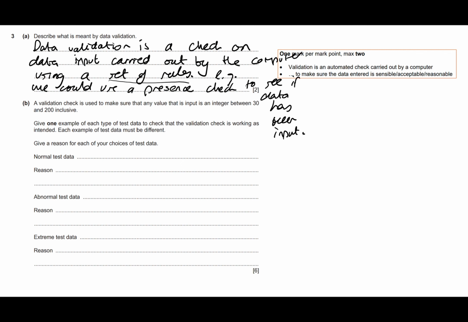So we've got normal test data. Normal test data is data that should be accepted. So between 30 and 200 inclusive. So I'm just going to pick something in the middle. So I'm going to pop 100 and I'm going to say 100 is data that should be accepted. Okay, so that's normal test data.